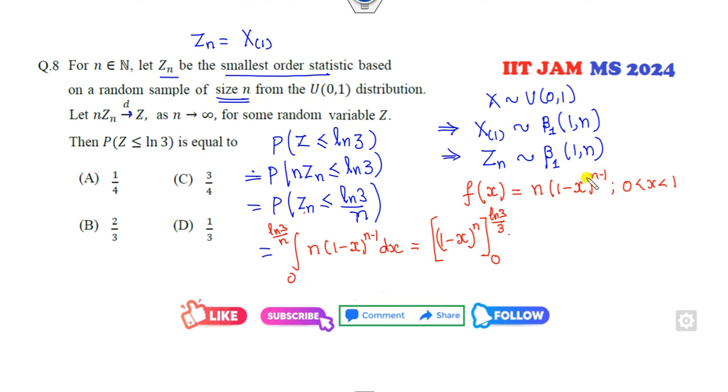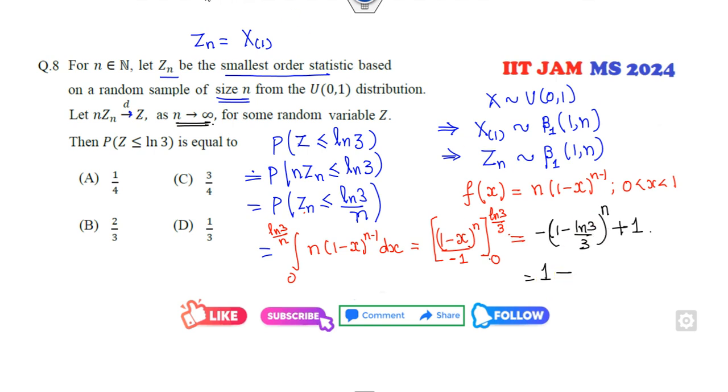So this is n into this number, divided by minus 1. Now you can substitute the upper limit. It will be minus (1 minus ln 3 over 3) raised to power n. When you substitute 0, it is plus 1. Now, as n approaches infinity, you can take the limit.